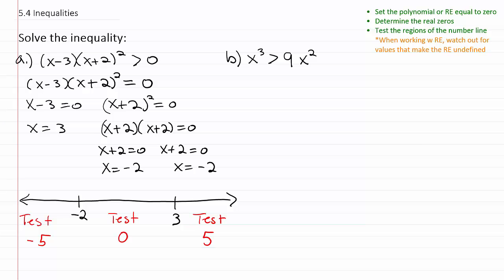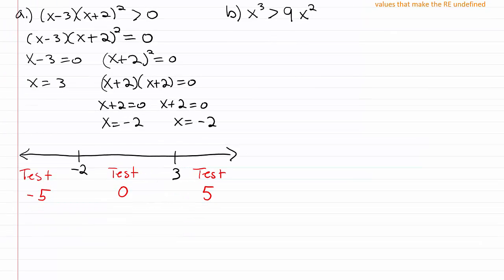Now, what I mean by run the arithmetic is we actually have to plug these numbers into the polynomial inequality and see if they make it true or false, right? So, for example, looking at the inequality we had originally, if I put negative 5 in, I will end up with negative 5 minus 3 times negative 5 plus 2 squared. And the question, of course, will be, is that indeed greater than 0?